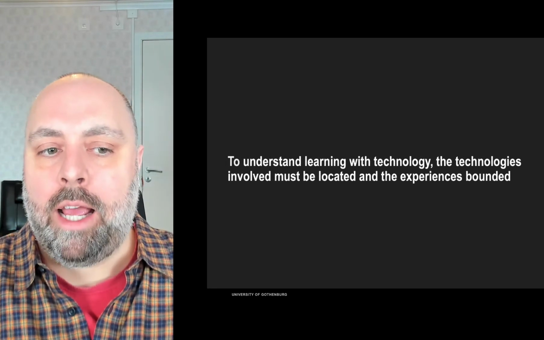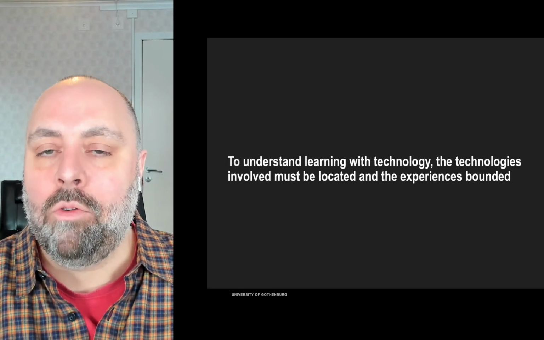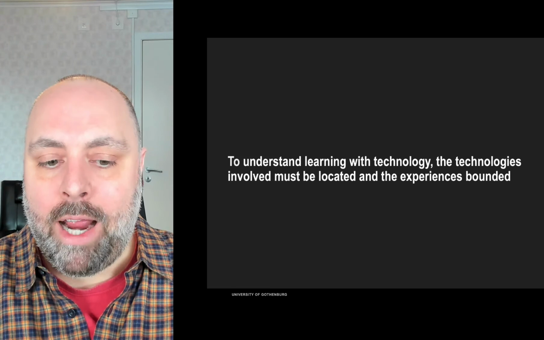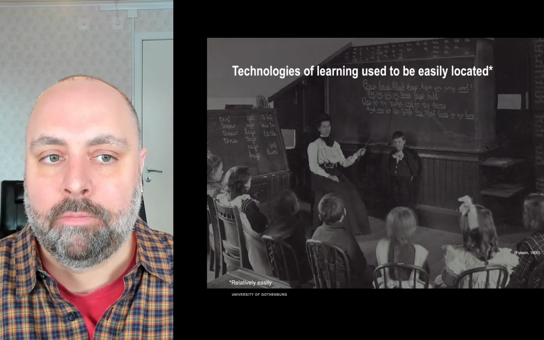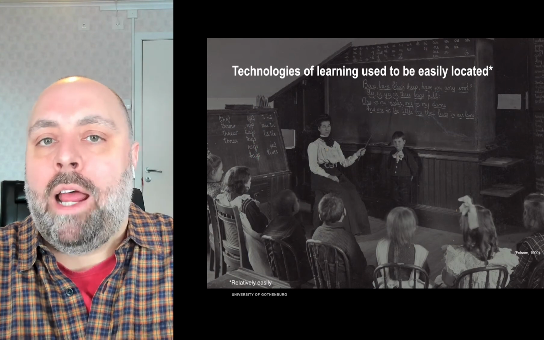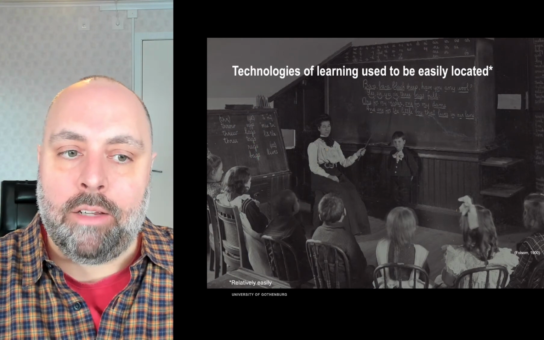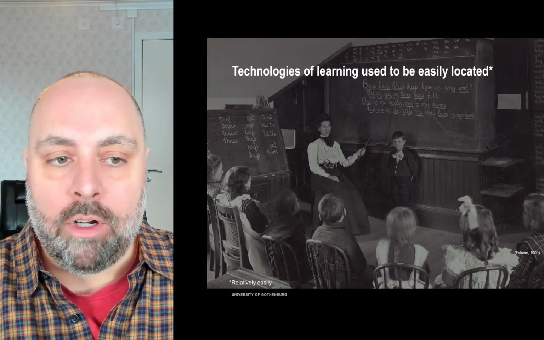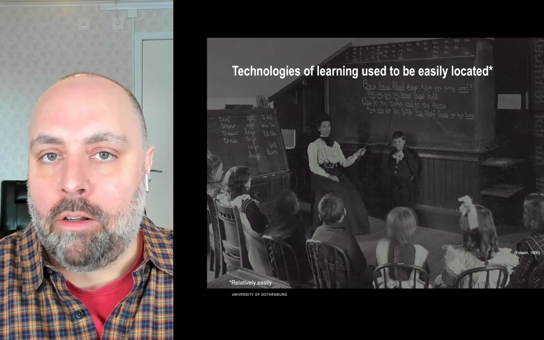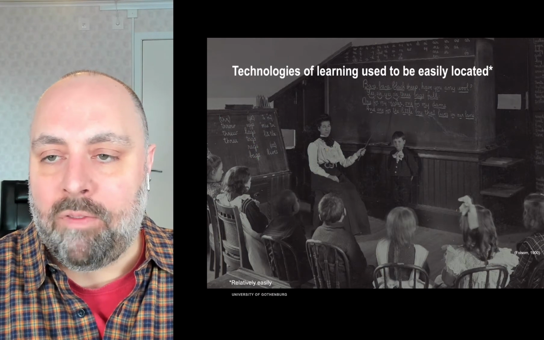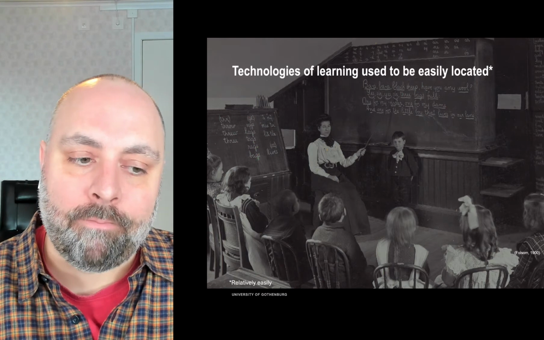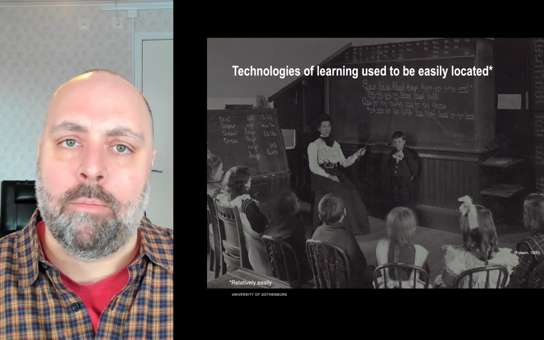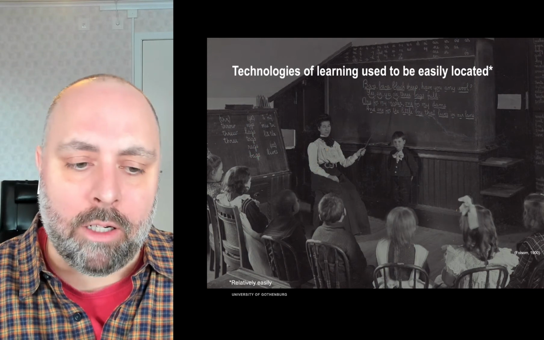So to understand learning with technology, the technologies must be located and the experience is bounded. And this has always been relatively easy to do. The technologies of learning have always been relatively easily located. It hasn't been that difficult to notice where the blackboard is, or if someone was using a personal computer, or any number of other technologies of learning that we could have found in classrooms or in other learning settings. But recently, things have gotten a little bit more complicated in terms of finding where the materials of learning take place and where they're located.